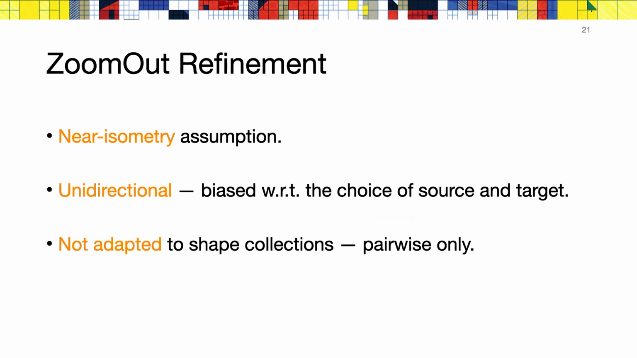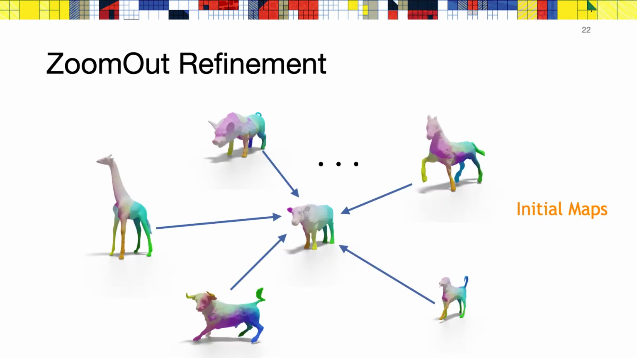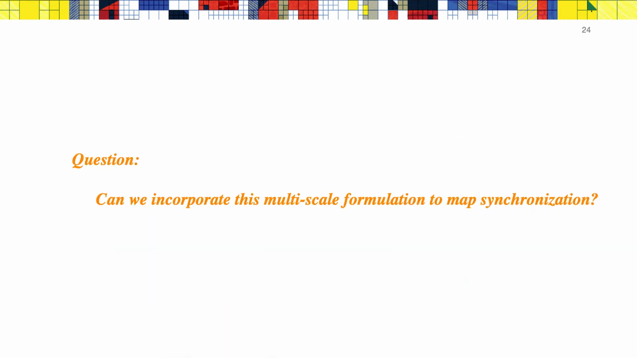Though being surprisingly simple and effective, ZoomOut also has some limitations. Especially, it is potentially biased and cannot adapt to shape collections. To see that, let's apply ZoomOut on the example we have seen in the beginning. We can see that due to the large variability among the shapes and the noisy initial maps, ZoomOut fails to improve the maps. So, the core question of this talk is, can we incorporate the multi-scale map refinement idea into a more general map synchronization problem?